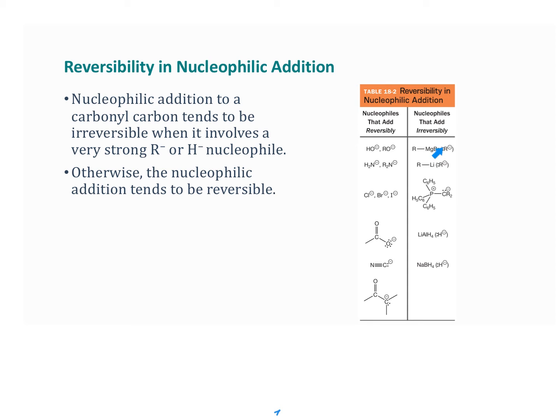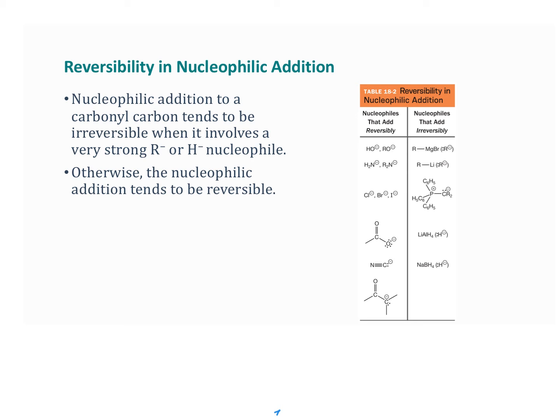So these reactions here, right? Grignard, alkyl lithium, Wittig, lithium hydride, sodium borohydride are examples of nucleophiles that add irreversibly. Everything else tends to add reversibly. So if I were you, I would memorize the things that add irreversibly because it's R- or H-, carbanions or hydrides, right? That's what I would memorize. And that's really the best way to do this.